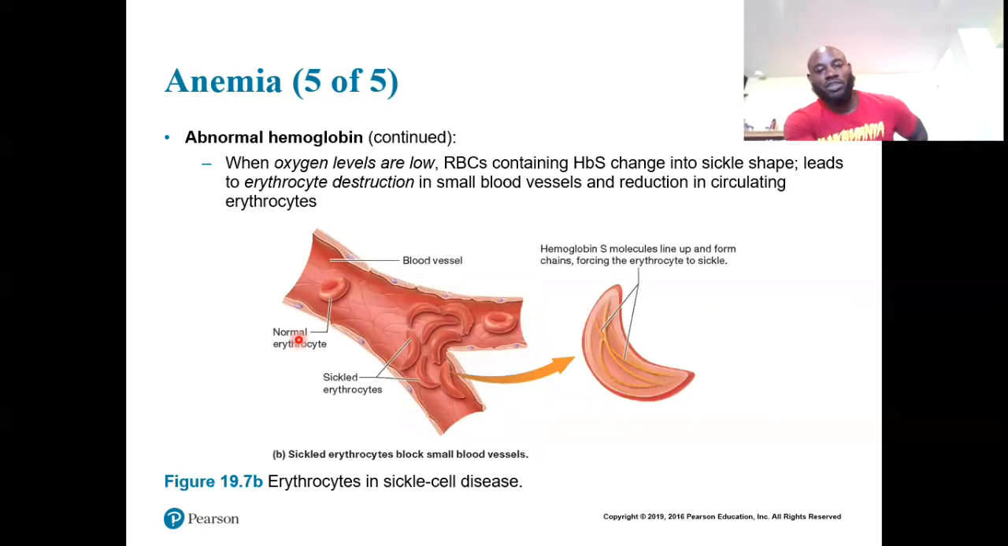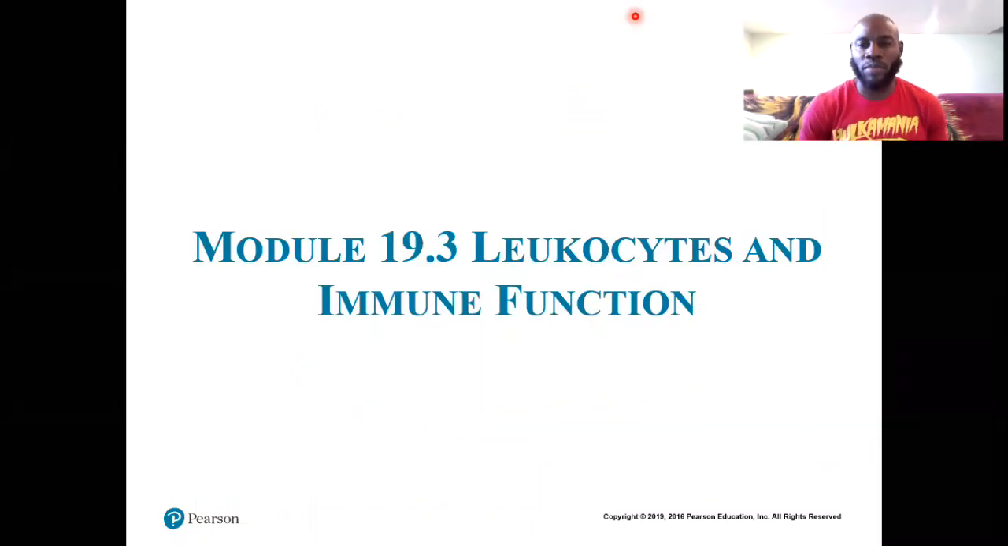This is just showing you the hemoglobin S molecule, which causes these cells to take a sickle shape, and it leads to erythrocyte destruction, a reduced amount of red blood cells, which causes a reduced amount of oxygen being transported by the blood. We're going to talk about the white blood cells, WBCs, which are leukocytes, and the immune function.